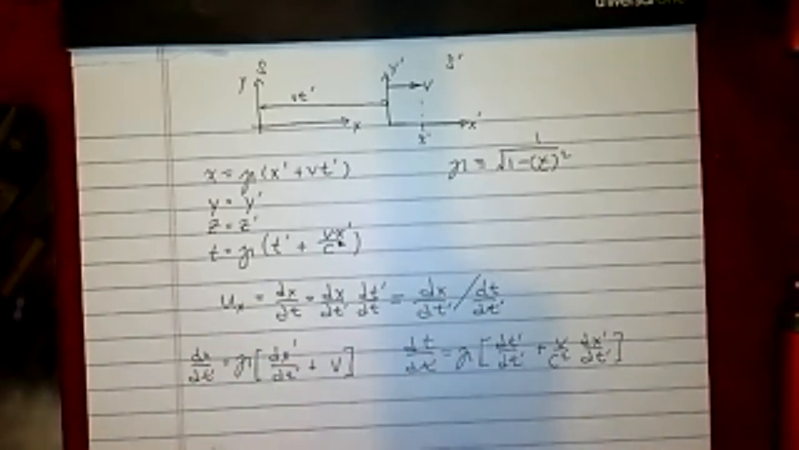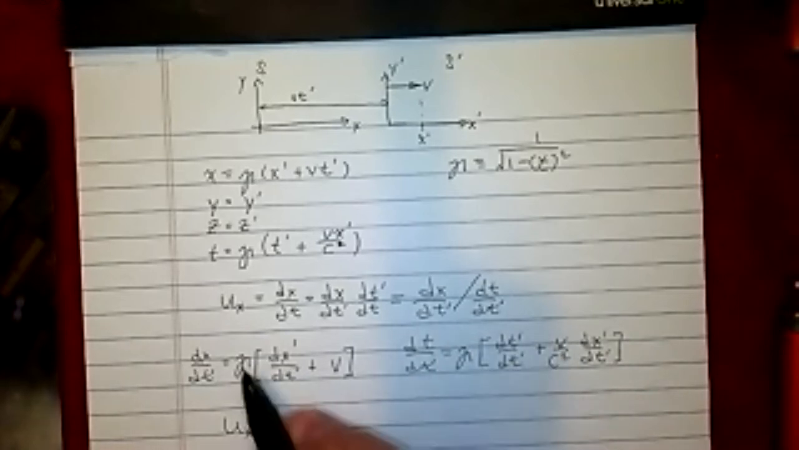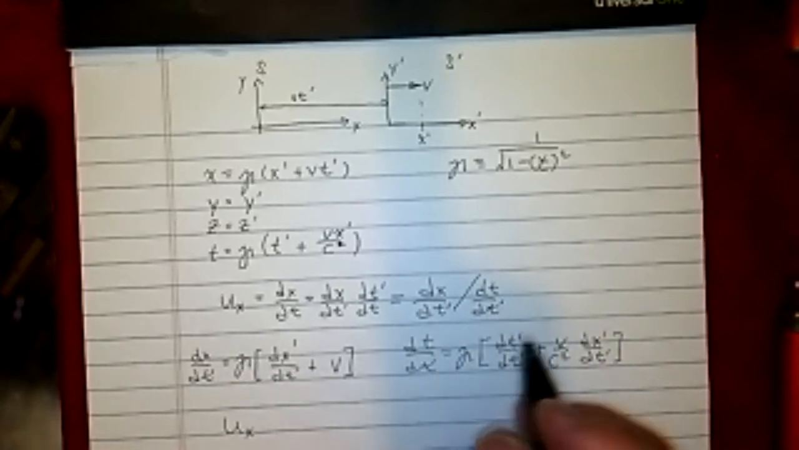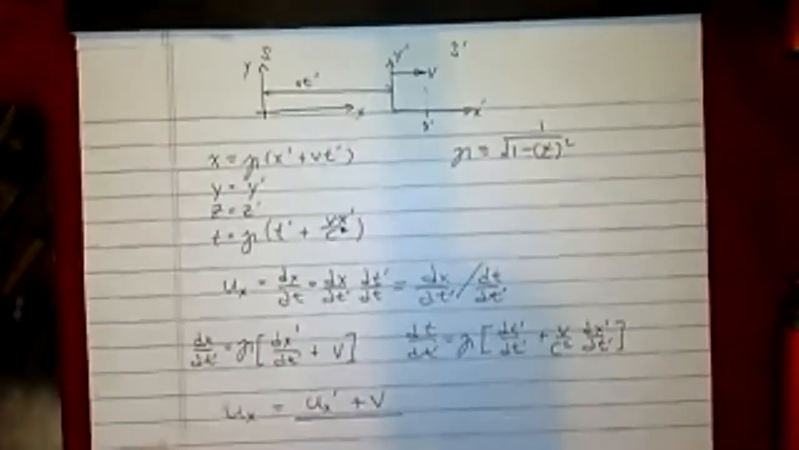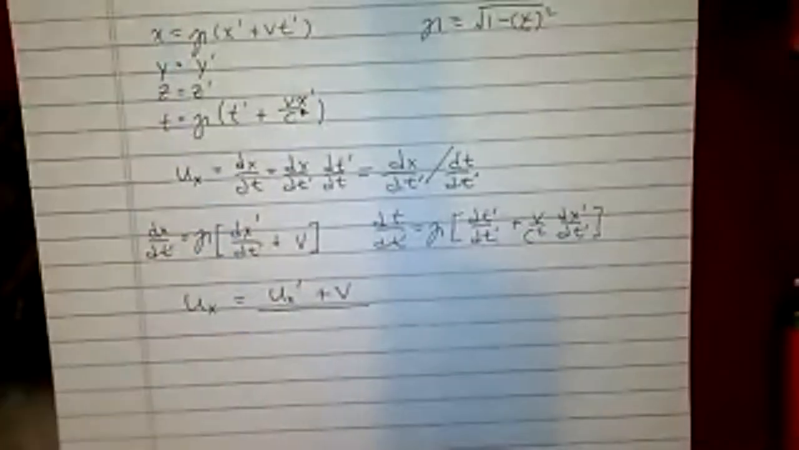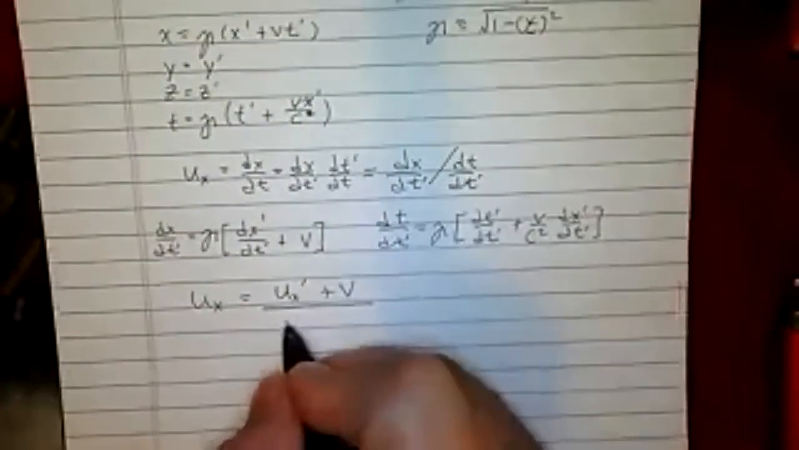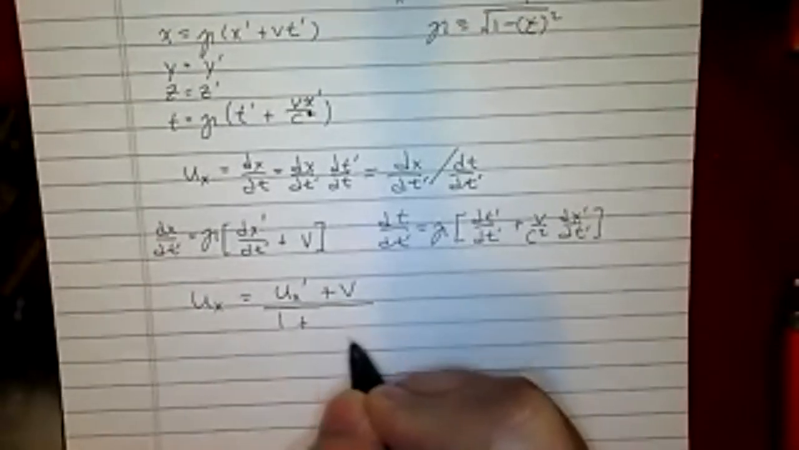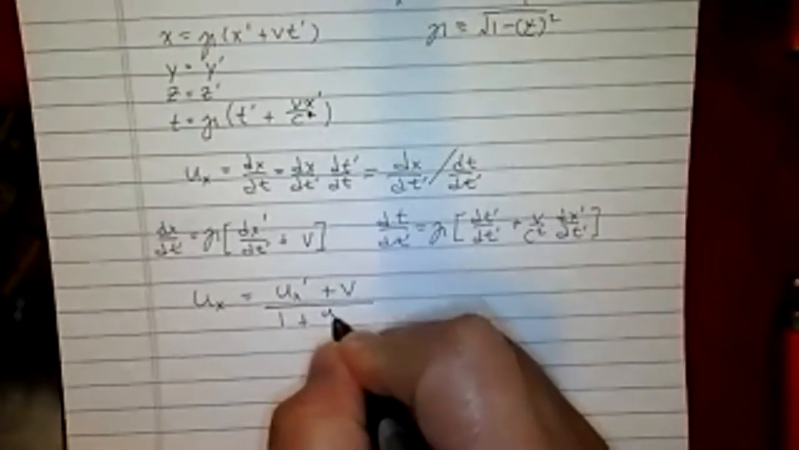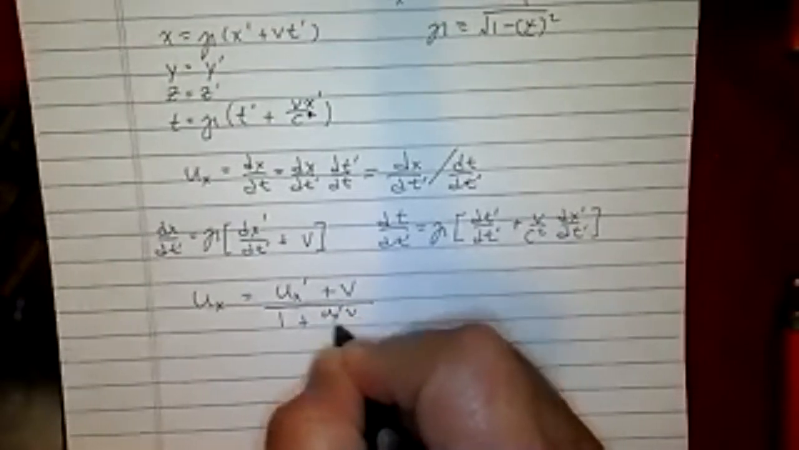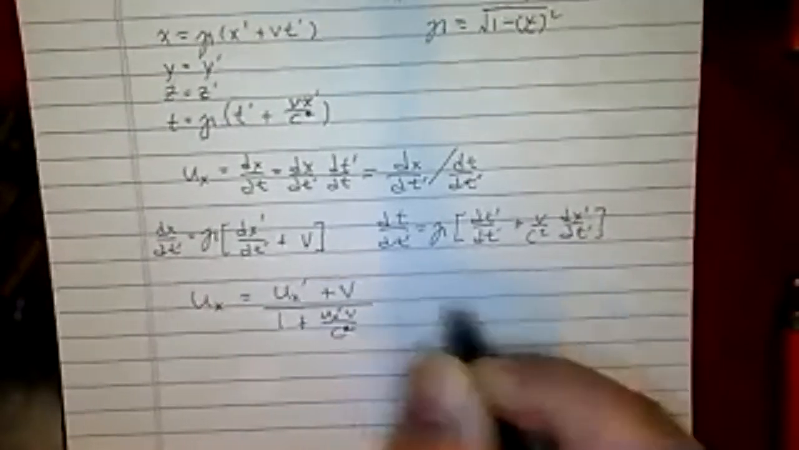So now I can write u sub x is just this divided by that. Notice the gamma is going to cancel out. This is going to be 1, and this is ux prime, so I'll get ux prime plus v, which is our normal Galilean formula for addition of velocities. But here's the part that's not normal. 1 plus, here's the ux prime again. So I'll say u sub x prime v over c squared.